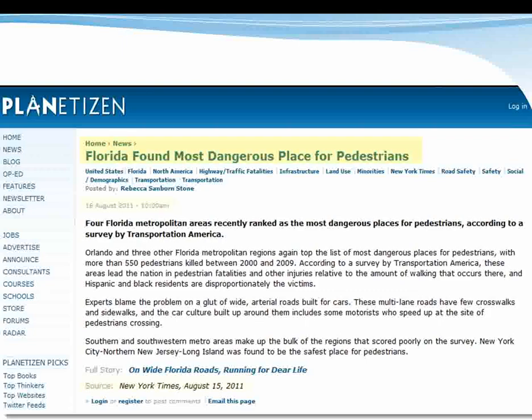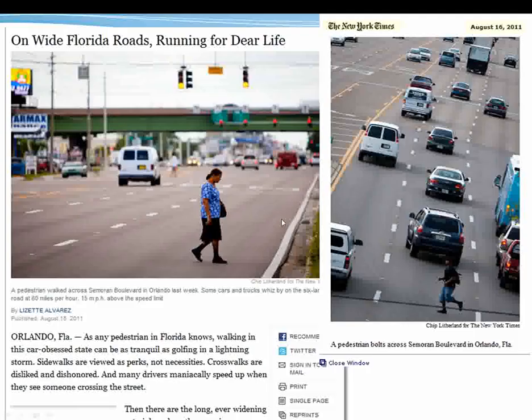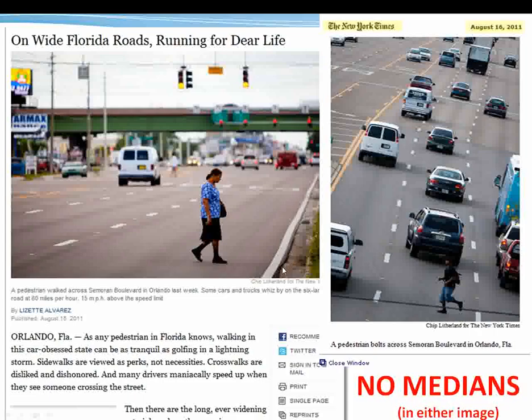In a very recent article in the New York Times, it found Florida to be the most dangerous place for pedestrians. You can argue about the methods that were used to come up with this. However, you cannot dispute the fact that we have a lot of roadways where there are no medians and very poor pedestrian facilities where people then take lots of risks to get across the street. Access management can help them.